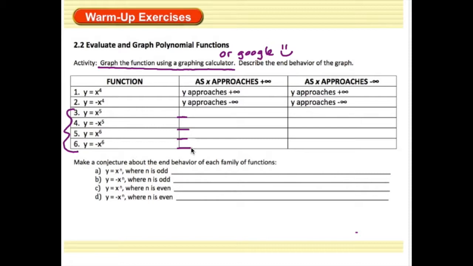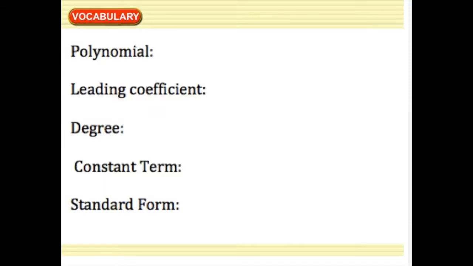And remember to phrase your end behavior as x approaches positive infinity and as x approaches negative infinity. So again, when we're looking at a graph, x going to positive infinity is off to the right, x going towards negative infinity is off to the left, y going to positive infinity is vertical up, and negative is down.